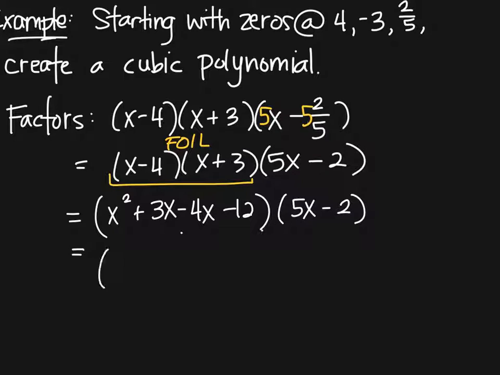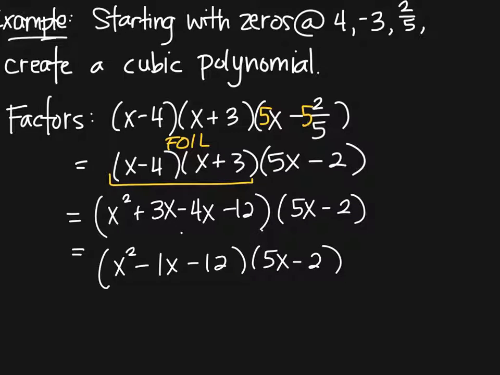And then in that first FOIL, I should combine those terms. So I should end up with x squared, and then what will I end up with in the middle? Minus 1x minus 12. And 5x minus 2. So the FOIL process is done. Now I'm ready to superFOIL.